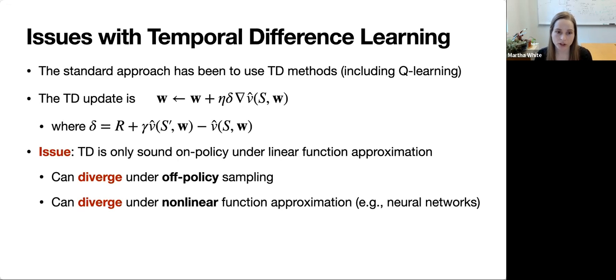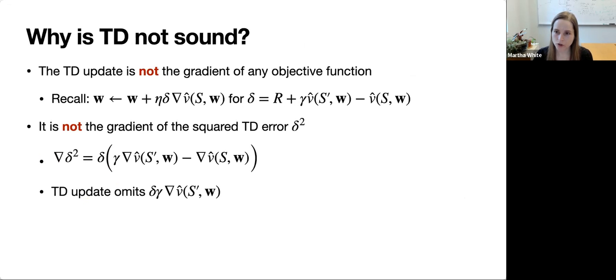We can also diverge under nonlinear function approximation, which again is going to be the standard setting. We're often going to want to use things like neural networks. We're not going to want to be restricted to linear function approximation. Okay, and so you might wonder why TD is not sound. It is very widely used.